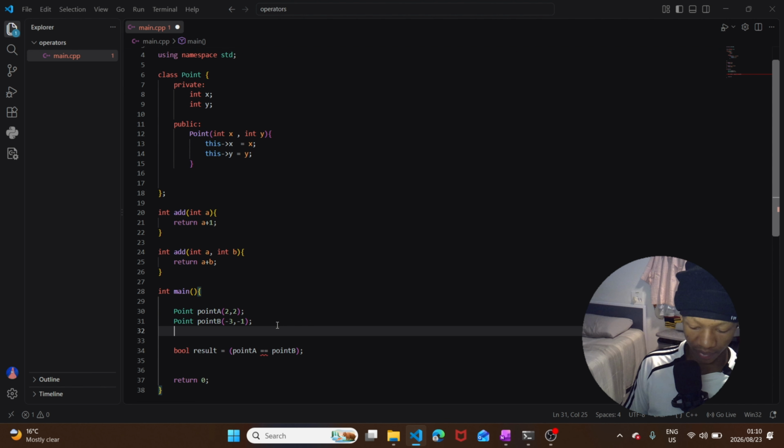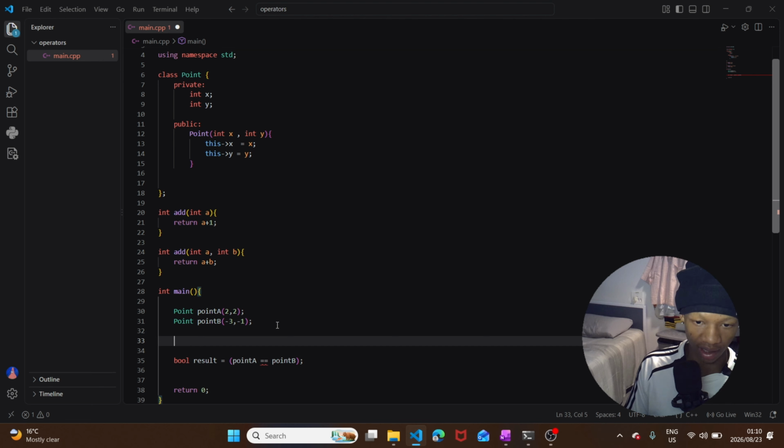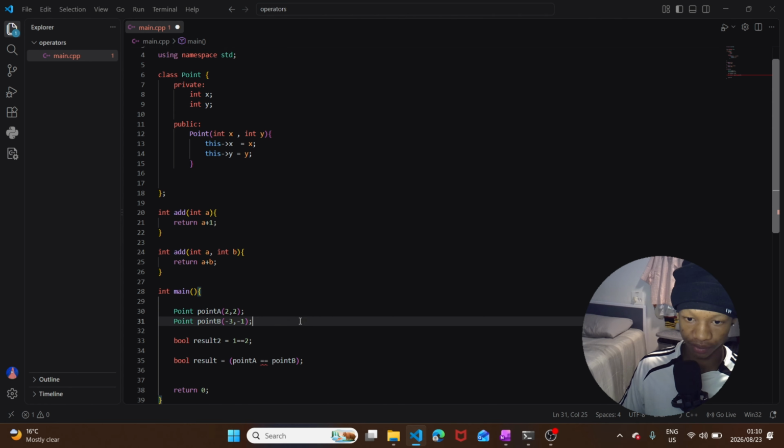For example, if I went ahead and said bool, and then said is 1 equal to 2, in this case, this is an integer and this is another integer. The comparison of two integers is already built into C++. That means that whenever C++ sees an integer and another integer that it has to compare, there's already a rule for that. So in this case, this would return false.